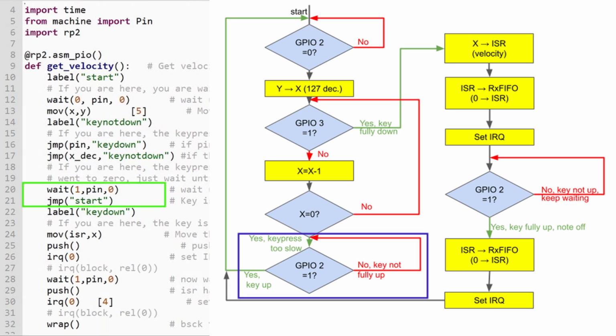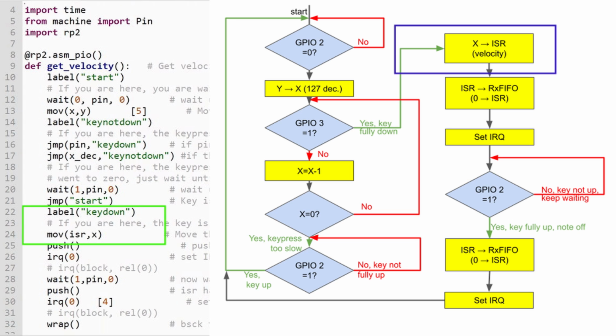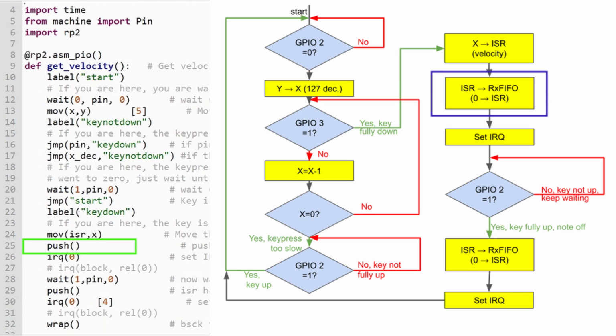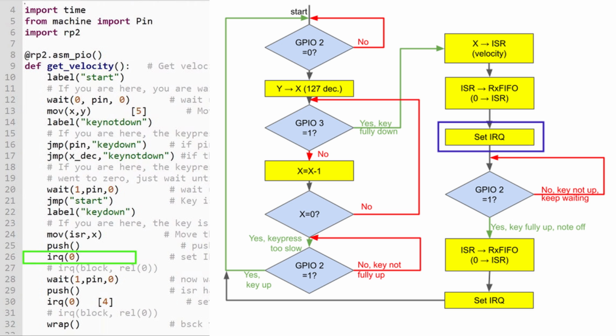be started. We'll sit here and wait for the key up contact to go high, and then we'll start all over again. If the key goes to the fully down position before the timer gets to zero, we'll move the value from the X register into the input shift register, push the velocity value from the ISR into the receive FIFO, and set an interrupt request to tell the main program that a key has been pressed.